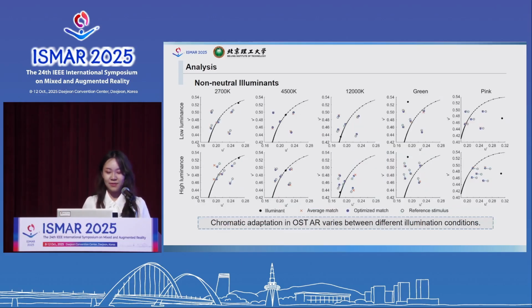And here are the results of our non-neutral illuminance. The top is the low luminance and the bottom is high luminance. Different columns represent different environmental setups. We can see that across all the environmental setups, the reference stimulus is different from the average matched result. This means that the chromatic adaptation in OST-AR varies between different illuminance conditions.